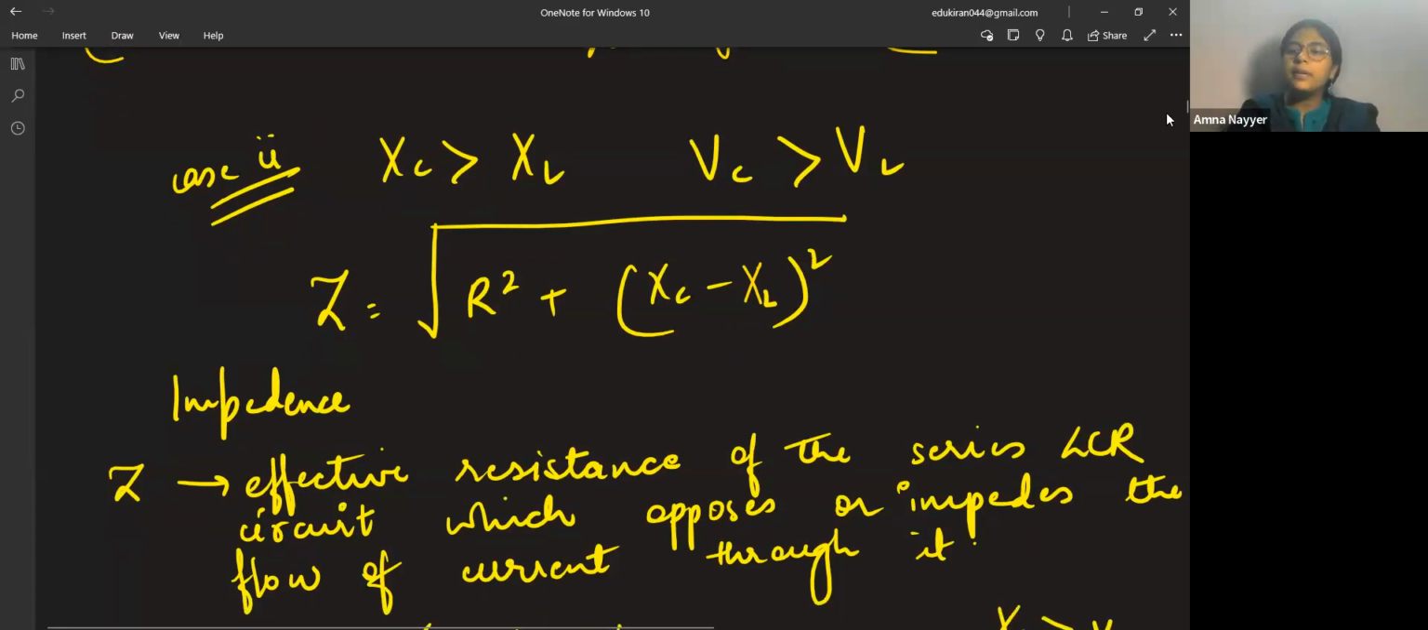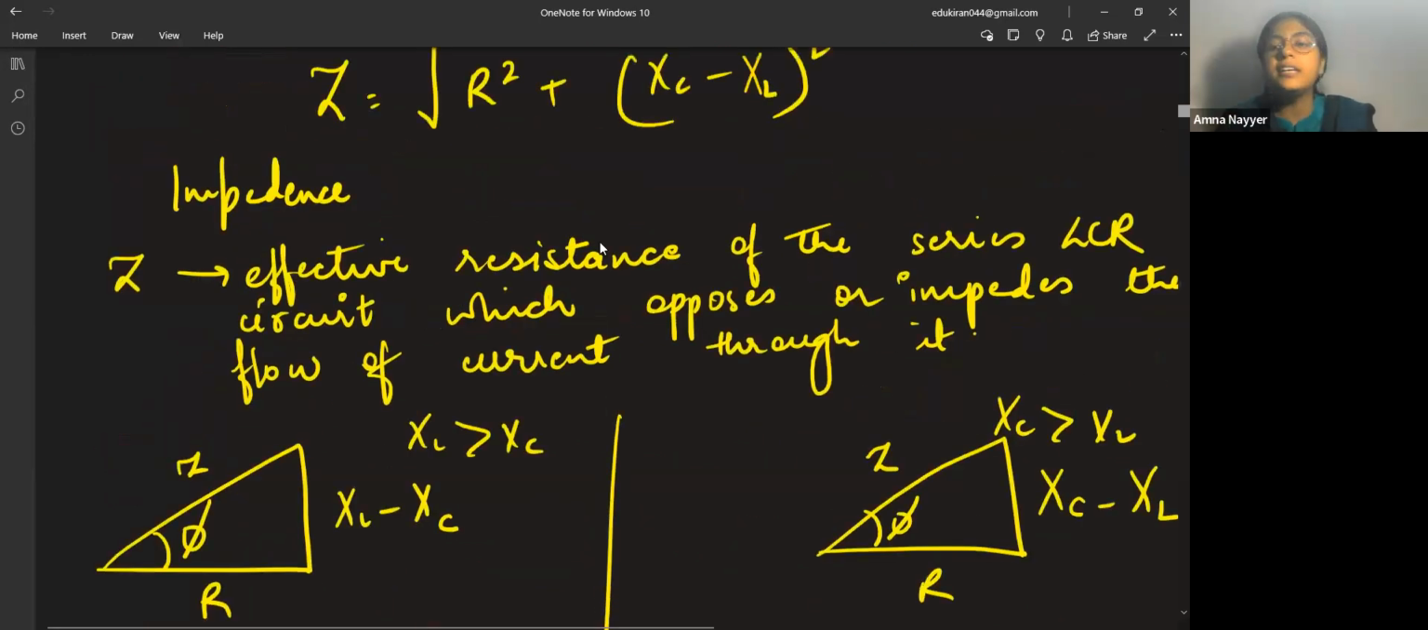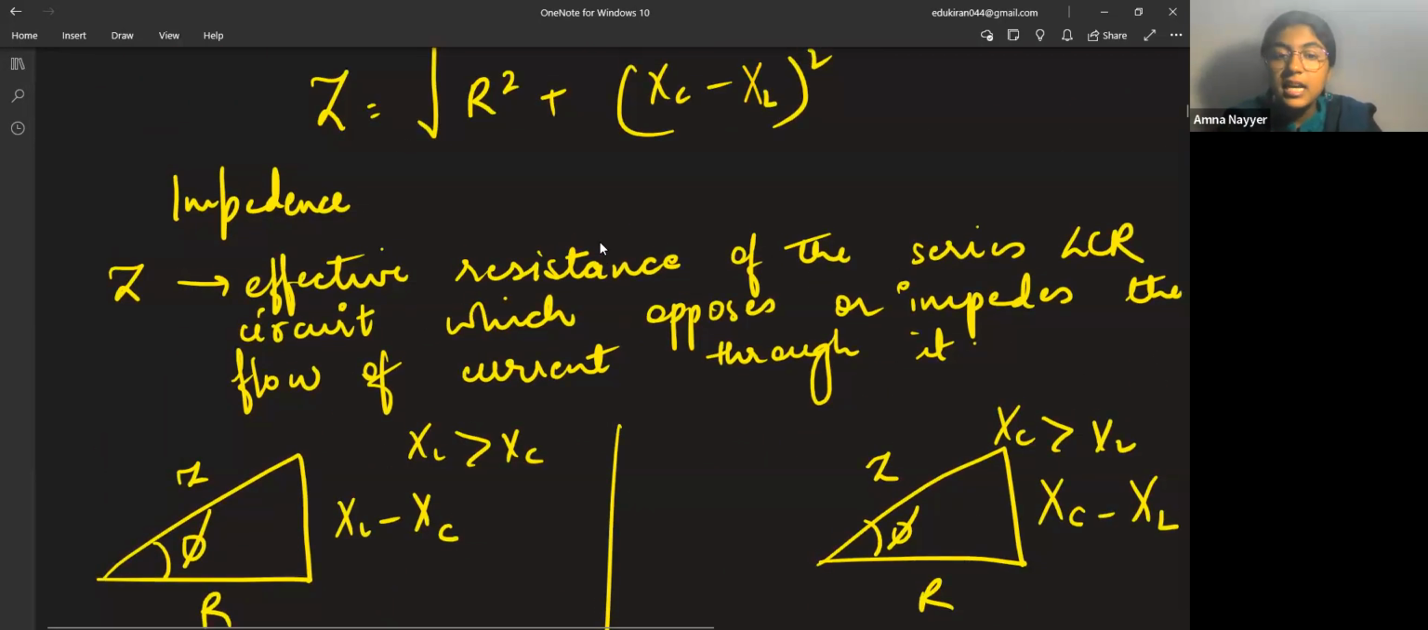So what is impedance? Impedance is basically the effective resistance of the series LCR circuit, which opposes or impedes the flow of current through it. Basically, in simple terms, you can remember it as the net resistance of the LCR circuit. Individually, now you know, when you have combined all of them, that is Z, impedance.